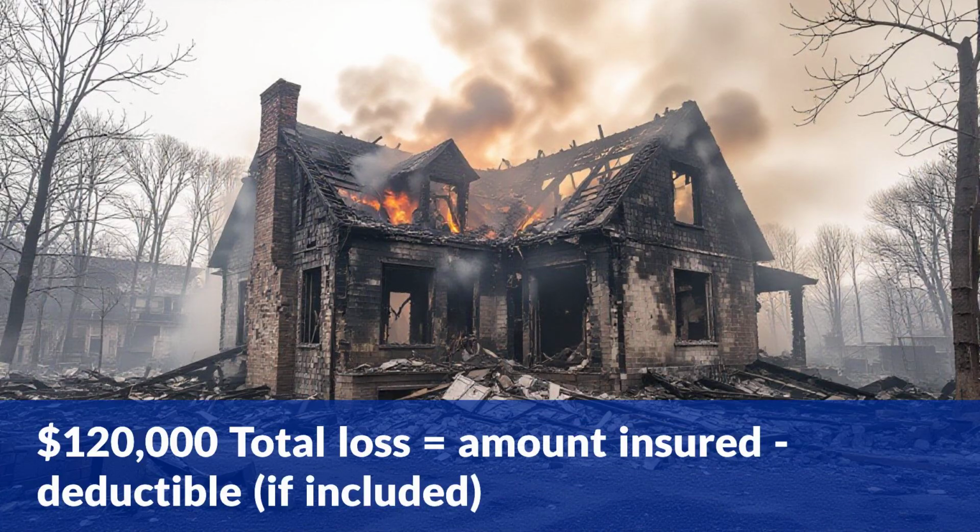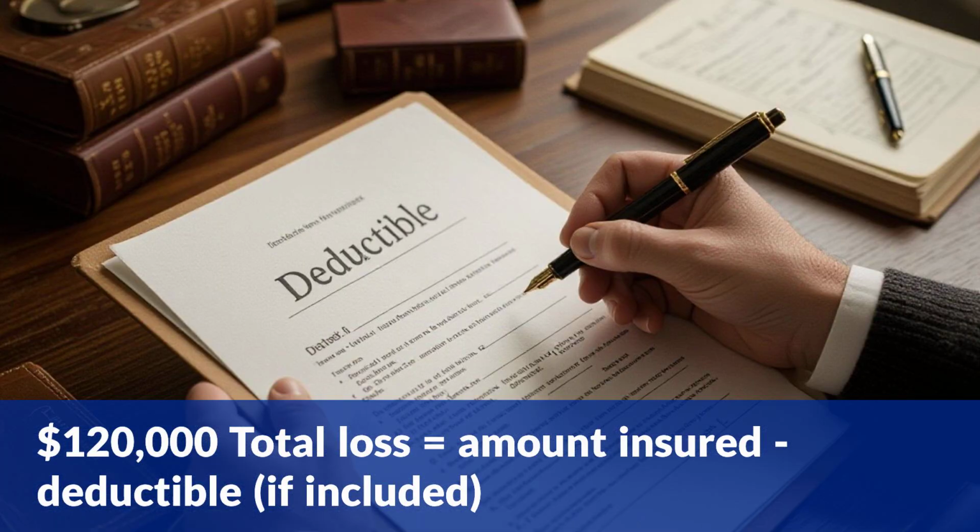Why? Because the question is about a total loss, we do not need to worry about using the coinsurance formula. In a total loss situation, the insured will only receive the amount that the property was actually insured for, which in this case is $120,000. Don't forget to subtract the deductible if the question contains one.